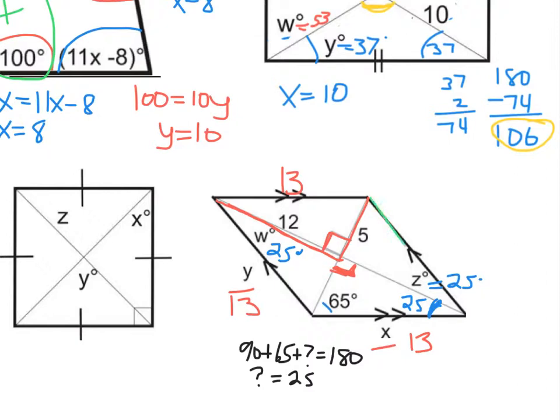The short way to realize that is we have a rhombus, which is still a parallelogram. So if I have what z equals, we have alternate interior angles going on here. Remember my zigzag? Okay.